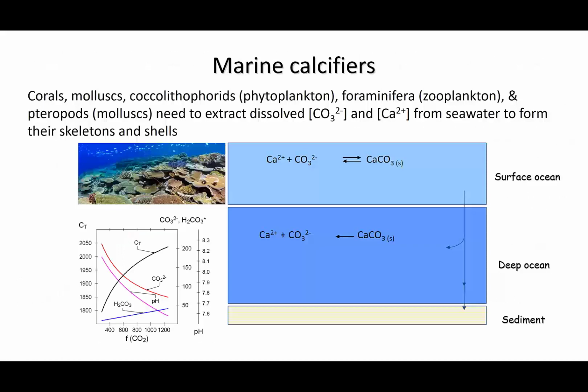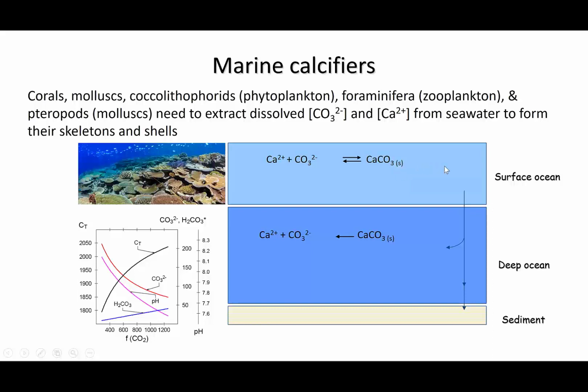So what's the impact on life in the ocean? We have a whole group of organisms known as marine calcifiers that include corals, molluscs, coccolithophorids, which are a phytoplankton group, foraminifera, which are calcifying zooplankton, and then the pteropods, which are these free-swimming planktic molluscs. Now, all of these organisms extract carbonate ions from seawater and calcium ions from seawater to form their skeletons and shells, and that's represented here by these diagrams where calcium plus carbonate ions extracted from seawater to form solid calcium carbonate.